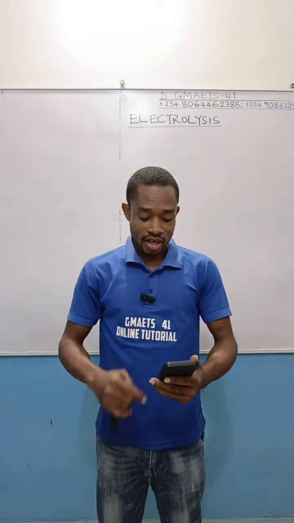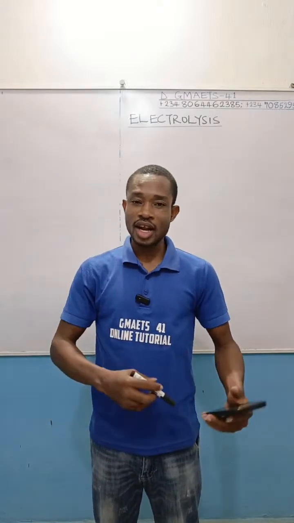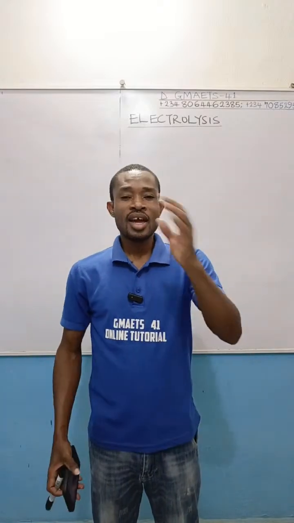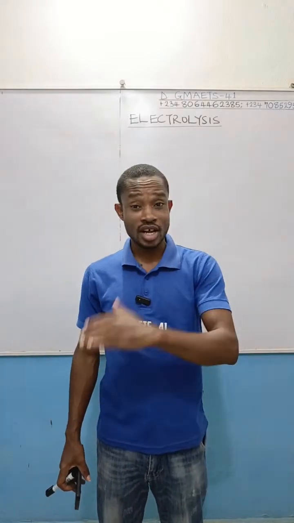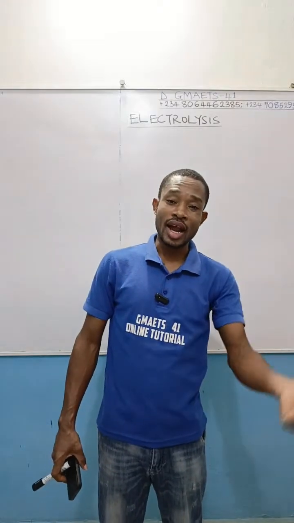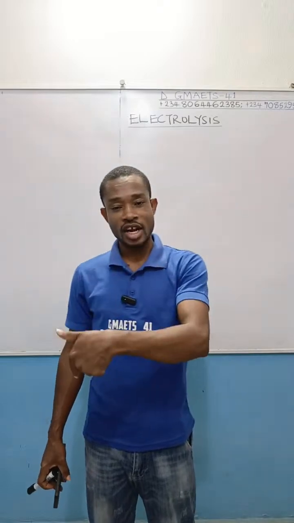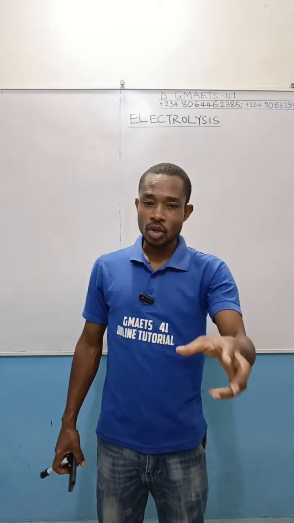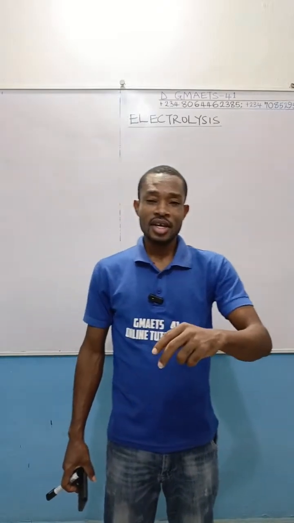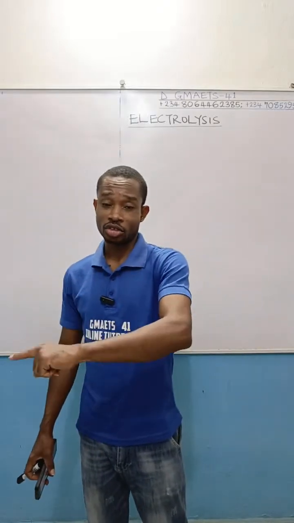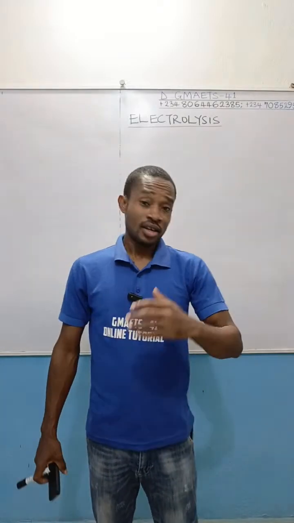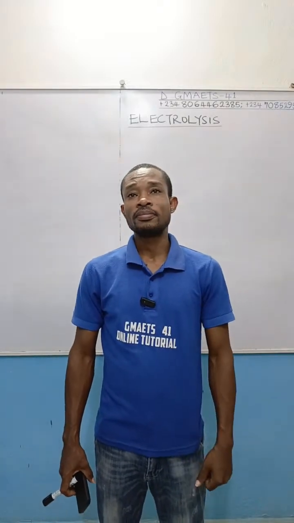Remember, electrons and current move in opposite directions. So if the anode allows current to enter, the anode will allow electrons to leave the electrolyte. Now, if the cathode allows current to leave the electrolyte, it means that the cathode will allow electrons to enter the electrolyte. You want to watch out for something like that; the examiner can test you on it.